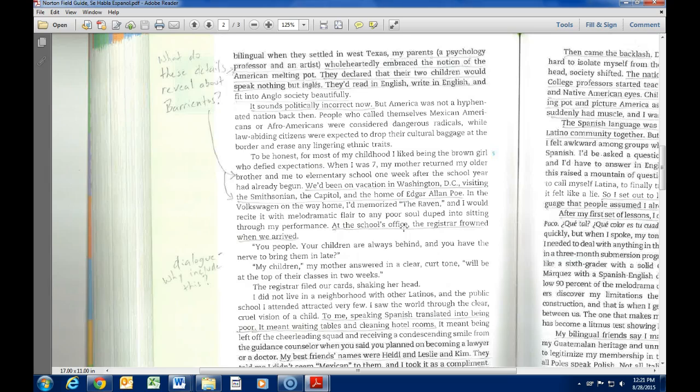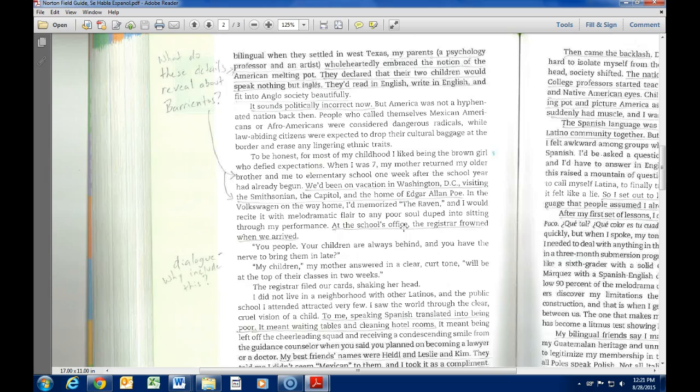And then she kind of flashes forward. It sounds politically incorrect now. But she sticks with these details, right? Why is it important that she mentions her parents are bilingual? Why is it important that she mentions her parents are a psychology professor and an artist? Why does she mention that they would speak nothing but English? What do these details reveal about Barrientos, and how do these details contribute to the significance of her essay?